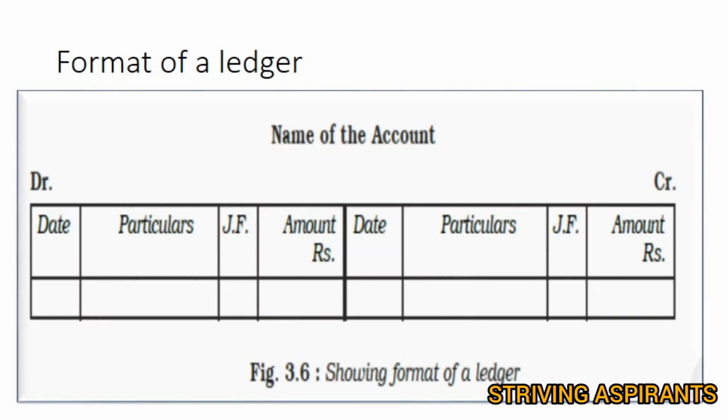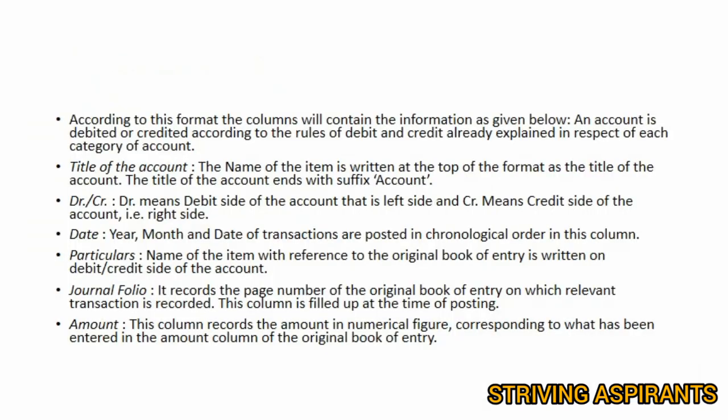So, this is the format of a ledger. The left side is the debit side and the right side is the credit side. You can see the date, particulars, journal folio column, then amount. And similarly on the credit side we can see the same: date, particulars, journal folio and the amount.